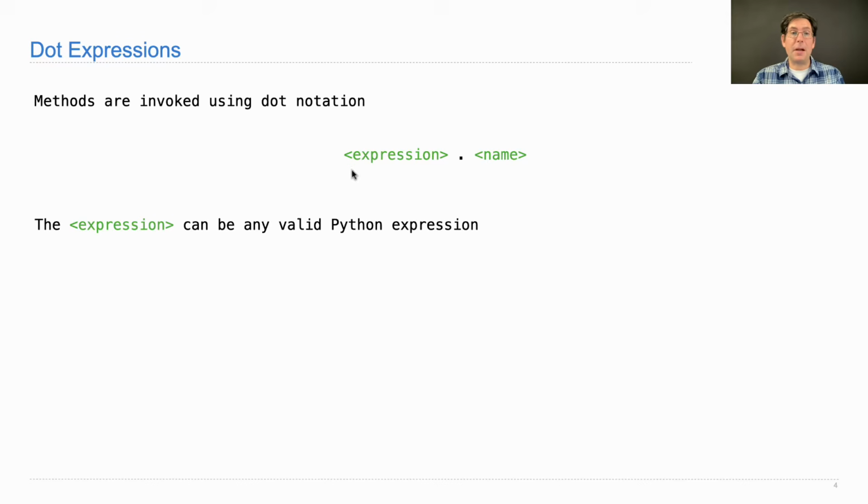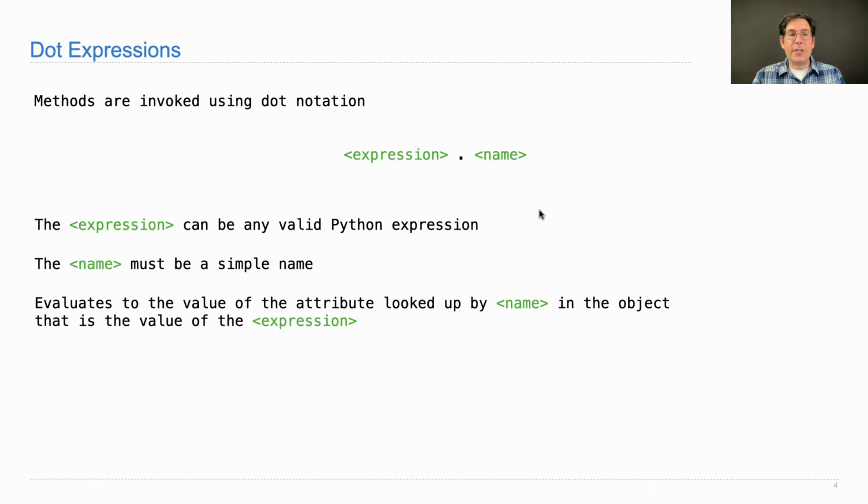So you might write something complicated to pick what object you're looking up the method for, but then the name just has to be a simple name, like deposit, or withdraw, or append, or something like that. This expression evaluates to the value of the attribute looked up by name in the object. That's the value of the expression. So first, you have to evaluate this expression to get the object of the dot expression. Then you can look up the attribute name.